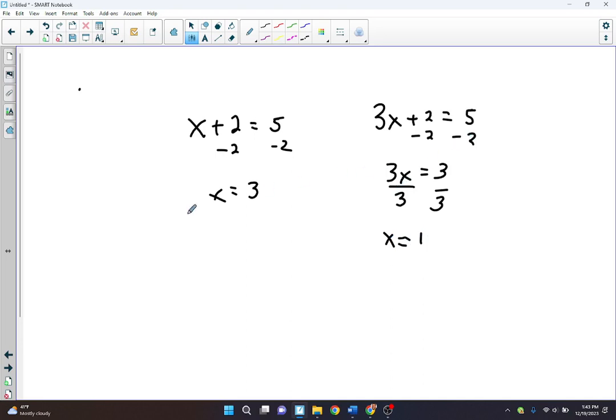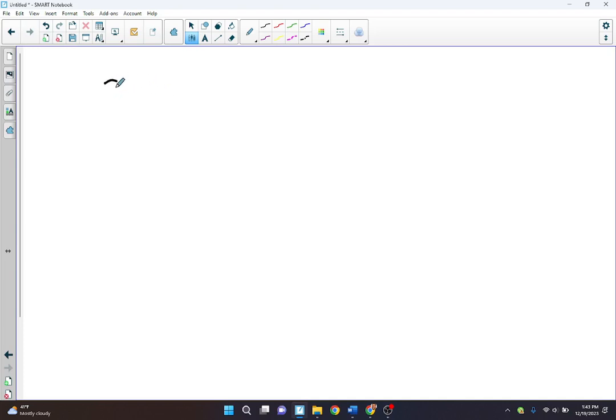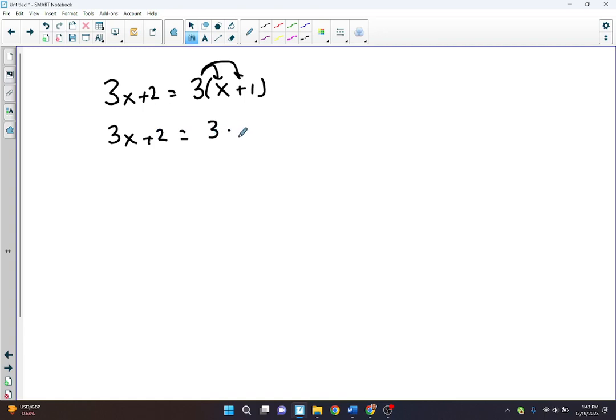Just a reminder, there are some special situations. Let's say 3x plus 2 equals 3 times x plus 1. Let me distribute the 3 to everything in the parentheses. 3x plus 2 equals 3x plus 3. Minus 3x on both sides. So then 2 is equal to 3. In this scenario, because 2 does not equal 3, that's no solution.